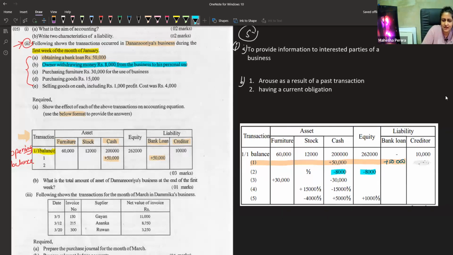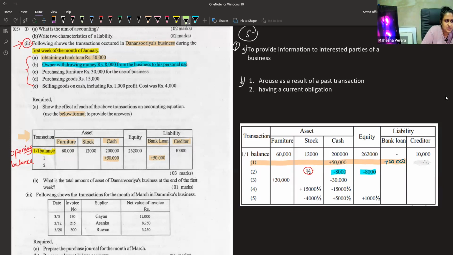And in the marking scheme, they have given half marks for these two impacts. I'll move on to the next one. I'll give you some time to write the answers. Just let me explain first.